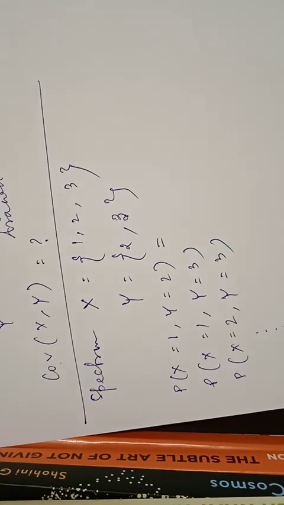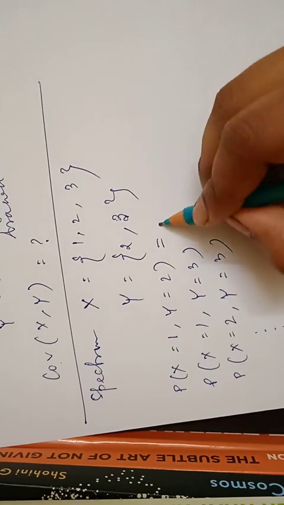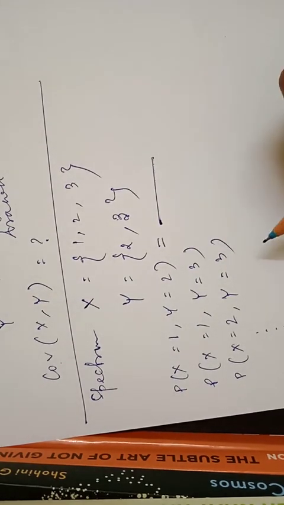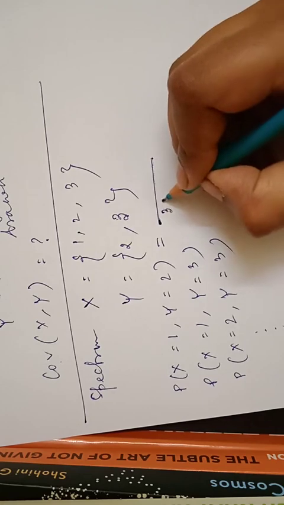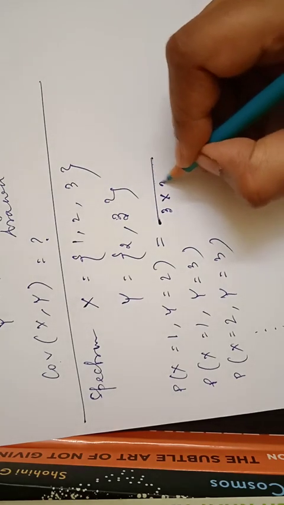I'm calculating the first one only: probability of X equals 1 and Y equals 2. First we consider the denominator. Without any condition imposed, in how many ways can we take two balls from an urn having three balls, without replacement? For the first ball we can take it in 3 ways, because there are three different balls. For the second ball, one ball is already removed, so only two balls remain and we can draw it in 2 ways. So 3 into 2.